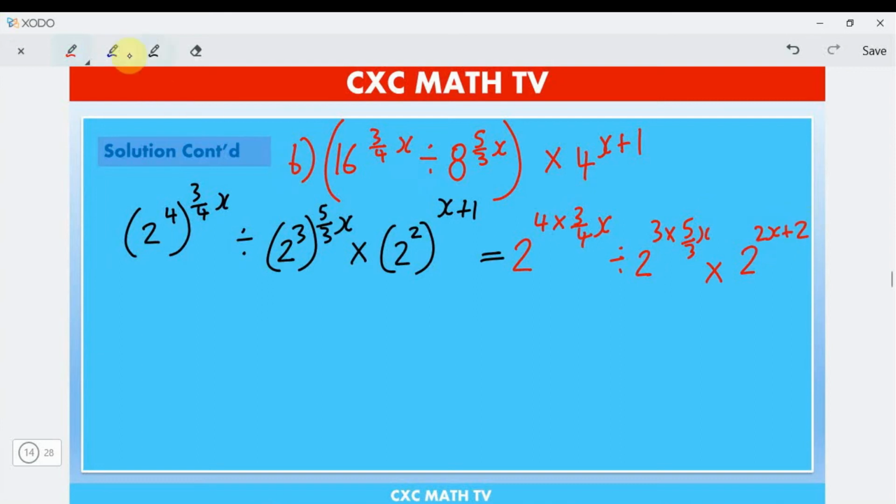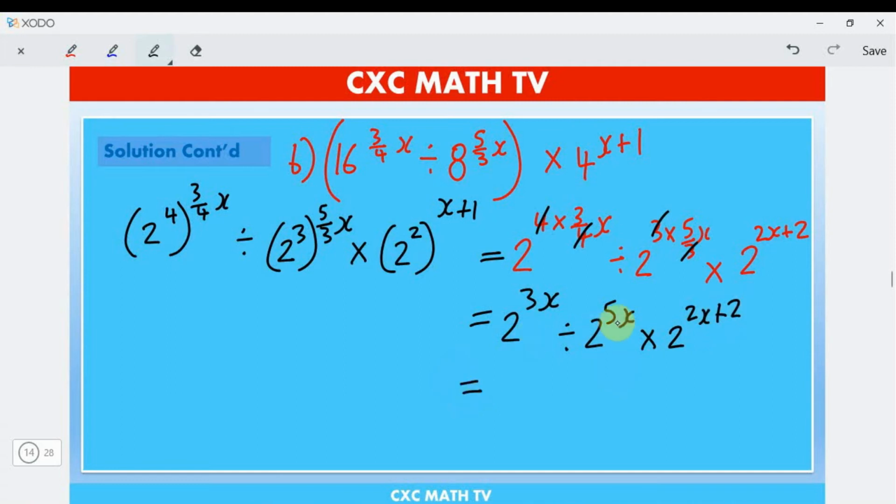As we realize right here, this 4 cancels this 4. This 3 cancels this 3. So we're left with 2 raised to the 3x. And then we're dividing it by 2 raised to the 5x. But then we're multiplying it by 2 raised to the 2x plus 2.